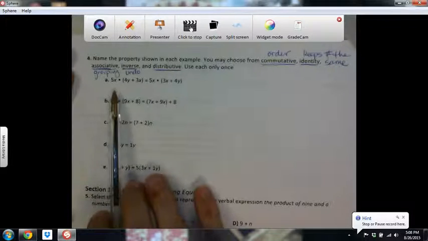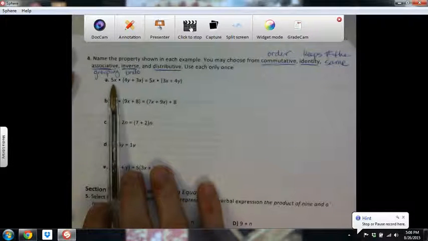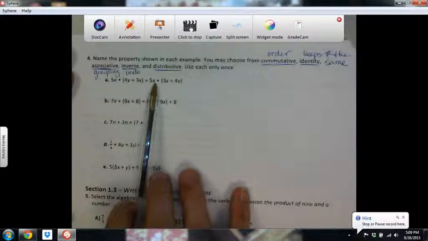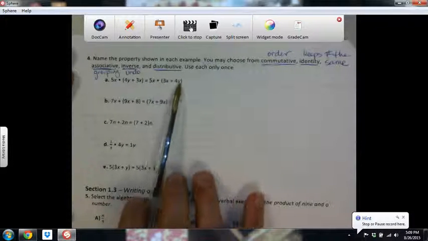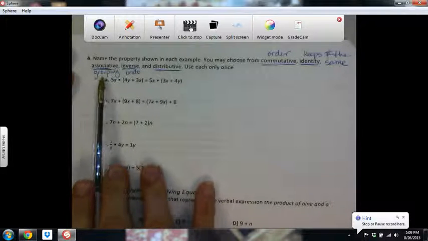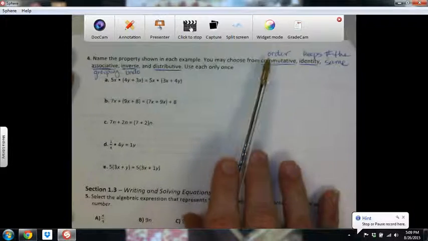And so when I look at this first example, we have 5x times the quantity 4y plus 3x. And then over here we also have 5x times, but now we've switched the order of the things in the parentheses. So I'm not changing what's inside the grouping symbols, I'm changing the order of things inside the grouping symbols. So this would be commutative.